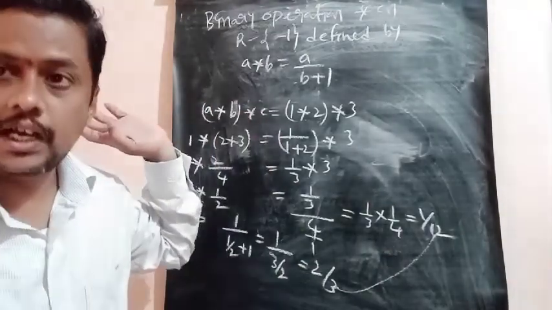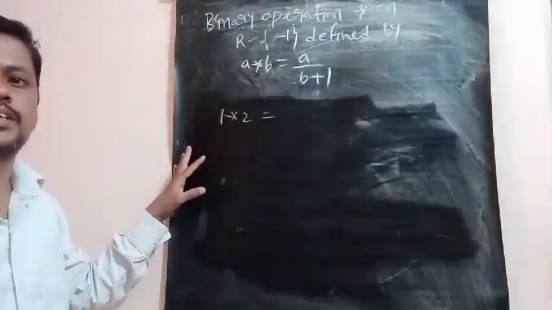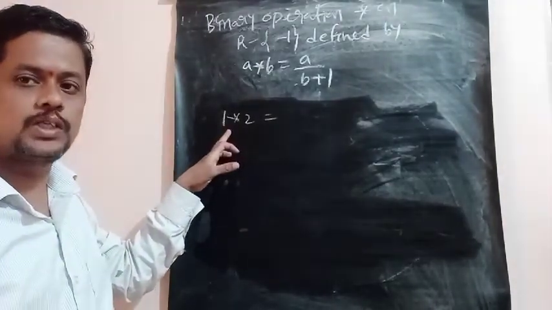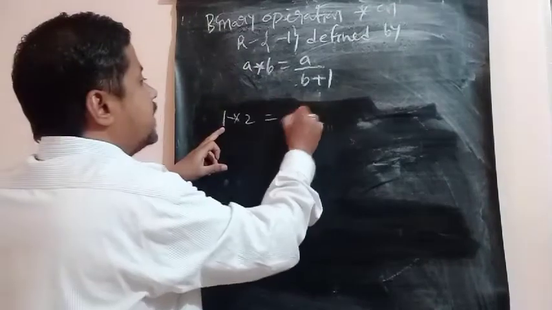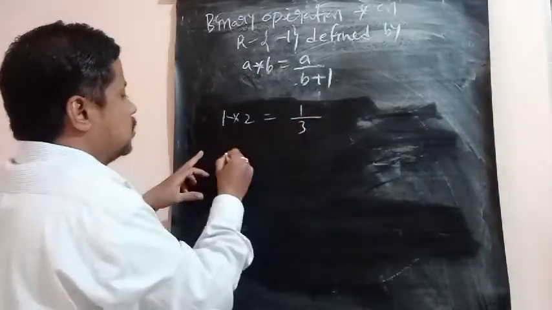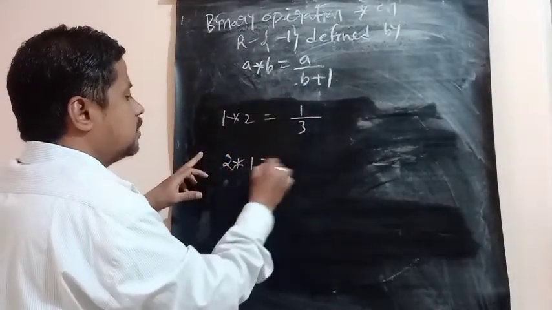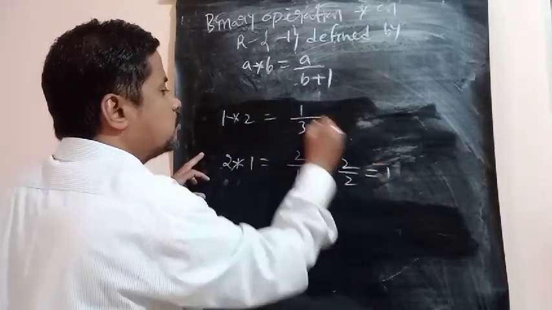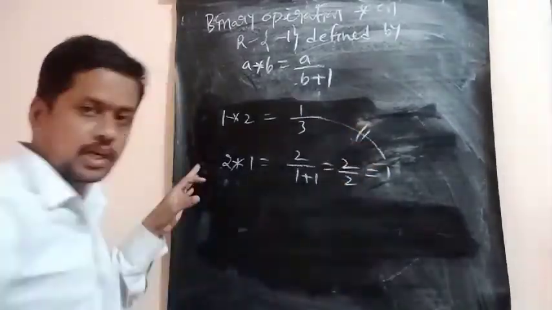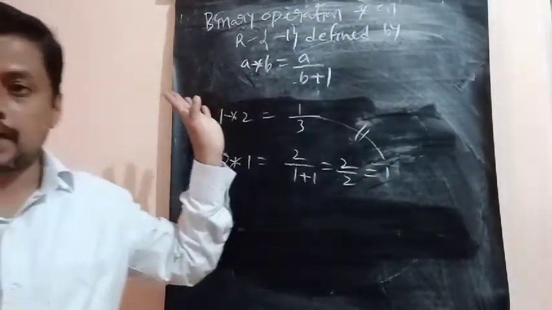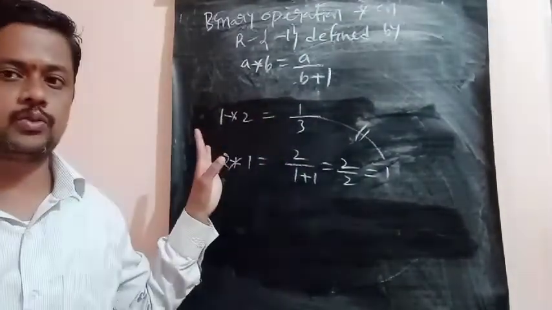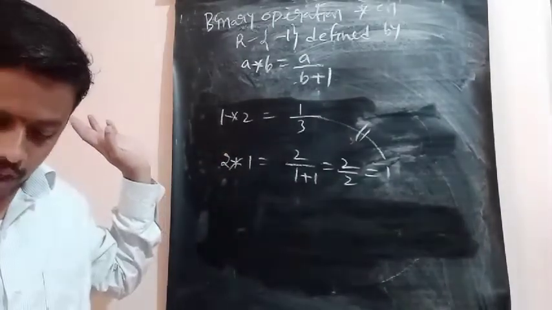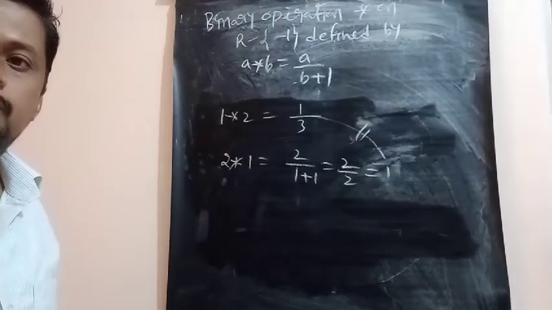Let us check commutative. Okay? See, let us take the same elements. 1 star 2 is 1 divided by 2 plus 1, which is 1 by 3. 2 star 1 is 2 divided by 1 plus 1, 2 by 2 is equal to 1. So both are not the same. That's why it is not commutative. It is not associative. So neither commutative nor associative. This is the right option. So option B is the right one.